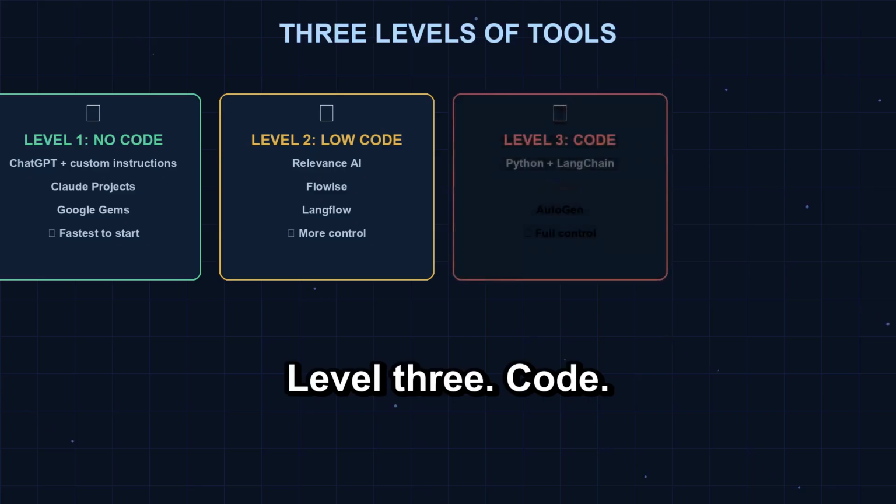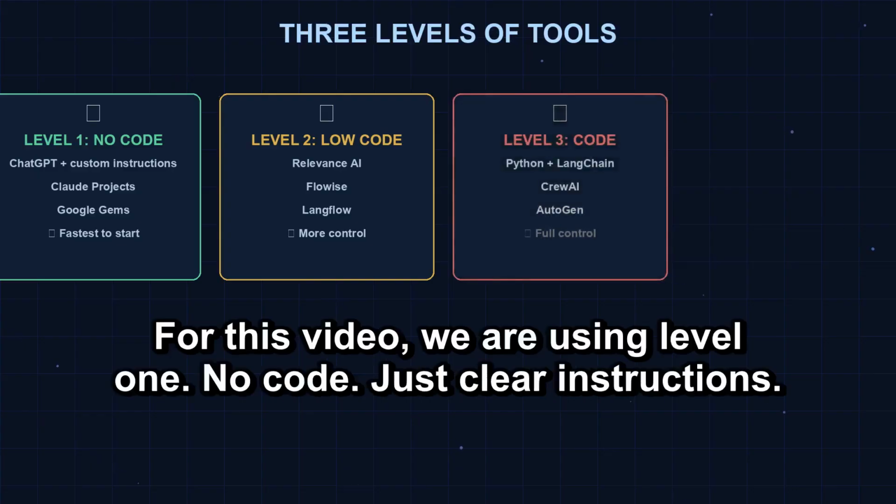Level 3, code. Python with frameworks like LangChain, CrewAI, or AutoGen. Full control over every decision the agent makes. This is where you go once you outgrow the no code tools. For this video, we are using level 1, no code. Just clear instructions. Let us build it right now. Step 1, open your tool of choice. Could be ChatGPT, Claude, or any AI assistant that supports custom instructions and web search.